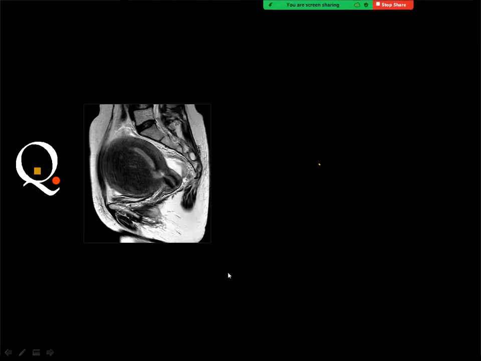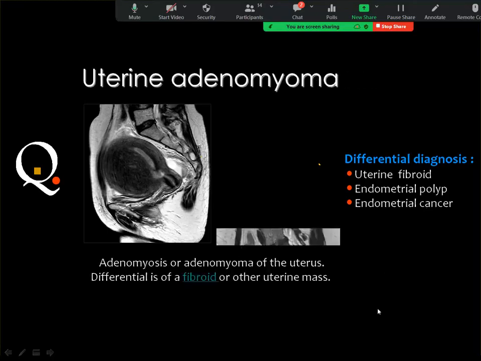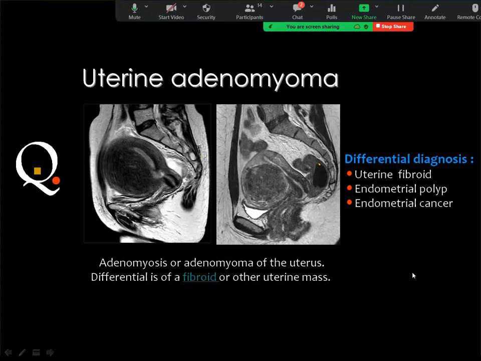Adenomyosis, very good. And see, if you got a lesion like this, the differential diagnosis may include uterine fibroid, endometrial polyp, or endometrial cancer. But you know the major difference between uterine adenomyoma and fibroid is in the definition of the margin. The uterine fibroid is usually of a well-defined circumscribed margin, clearly separable from the adjacent myometrium.